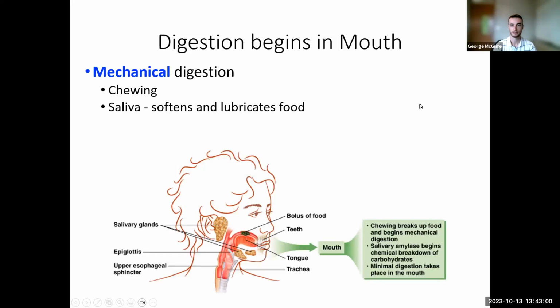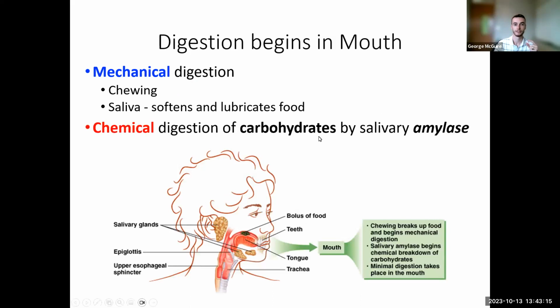So the first stop for digestion is going to be the mouth. There is digestion occurring in our mouth through chewing and saliva, as I mentioned earlier. The saliva is going to soften and lubricate our food to help it get down our esophagus and into our stomach. But there's also a small amount of amylase, the salivary amylase.